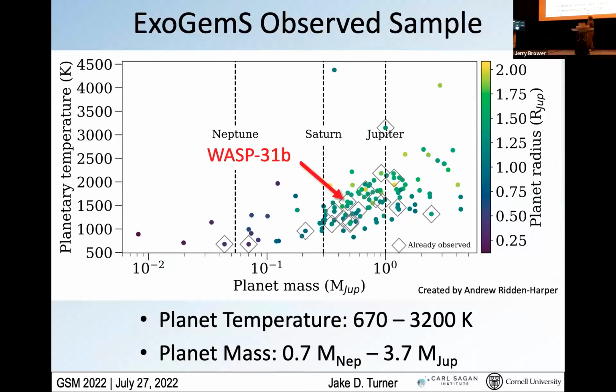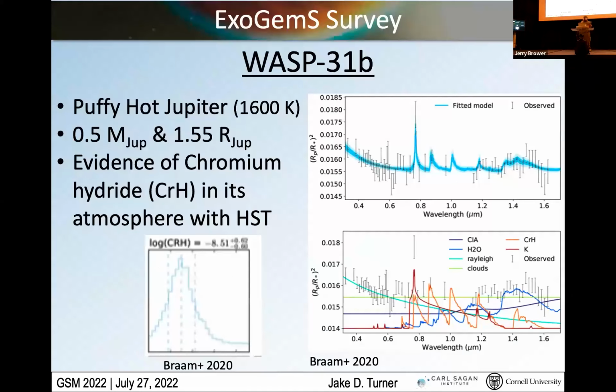So here's where it falls in the parameter space, somewhere between about Saturn and Jupiter in terms of mass. So WASP-31 is what we call a puffy hot Jupiter. So it is pretty hot, about 1600 Kelvin. I would say the mass is about half that of Jupiter, and it's about 1.6 times the radius of Jupiter.